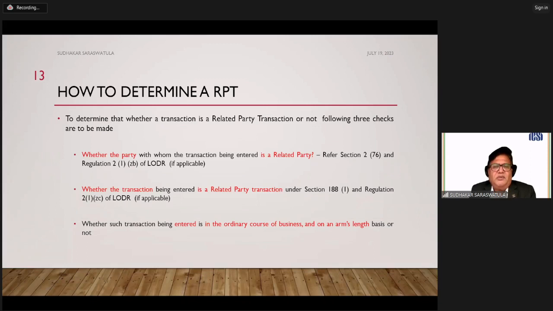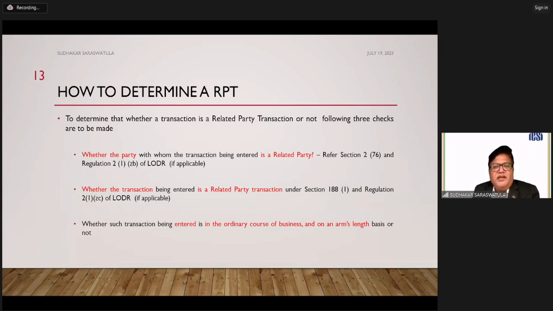The moment I come to, if I can determine that is not my related party, there is absolutely no issue that smoothly can enter into the transaction. How to determine whether the other party is related to me or not? That is, I have to see Section 2, Subsection 76, if my company is an unlisted company. And if my company is a listed company, in addition to that, I have to also refer to Regulation 2(1)(zb).